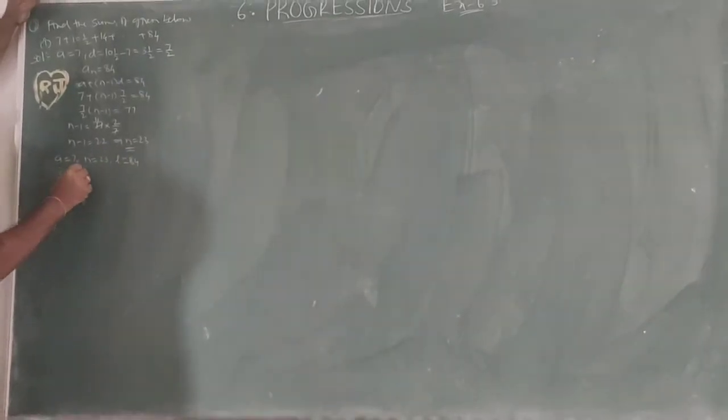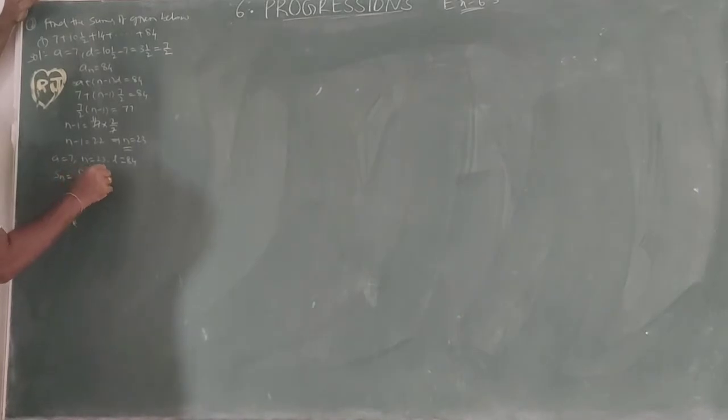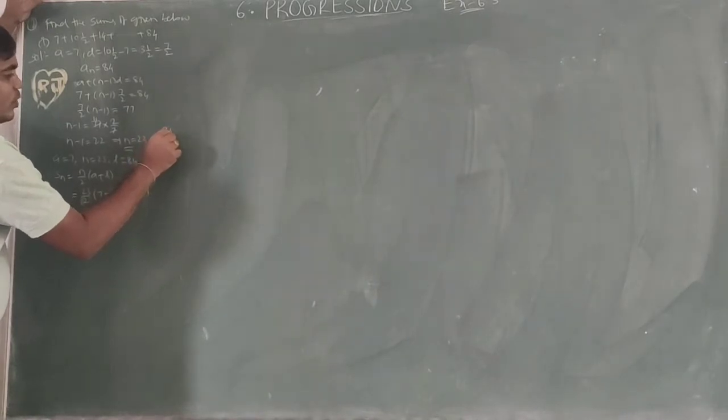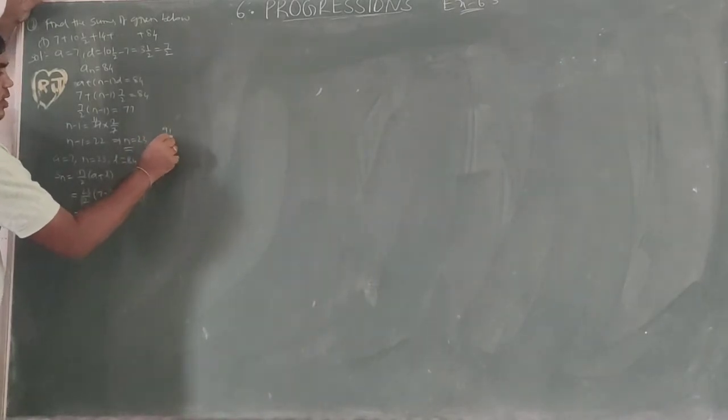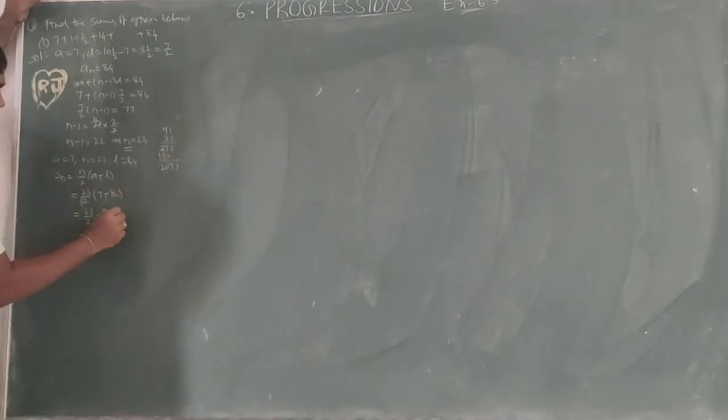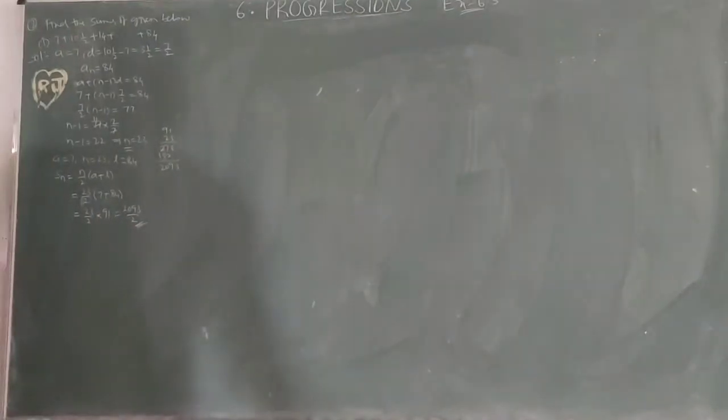Sn formula: n by 2 of (A plus l). So 23 by 2 of (7 plus 84), which is 23 by 2 into 91. So 91 into 23: 3 into 1 is 3, 3 into 9 is 27, 2 into 1 is 2, 2 into 9 is 18. That gives 2093 by 2. So this is the required sum.